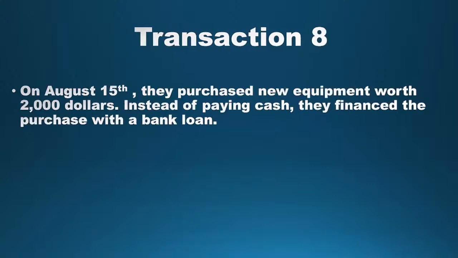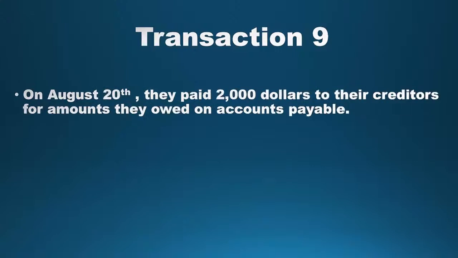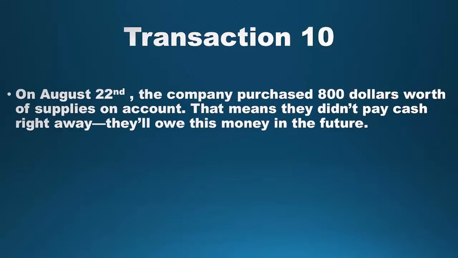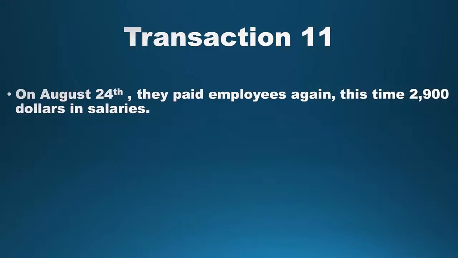8. On August 15th, they purchased new equipment worth $2,000. Instead of paying cash, they financed the purchase with a bank loan. 9. On August 20th, they paid $2,000 to their creditors for amounts they owed on accounts payable. 10. On August 22nd, the company purchased $800 worth of supplies on account. That means they didn't pay cash right away. They'll owe this money in the future.